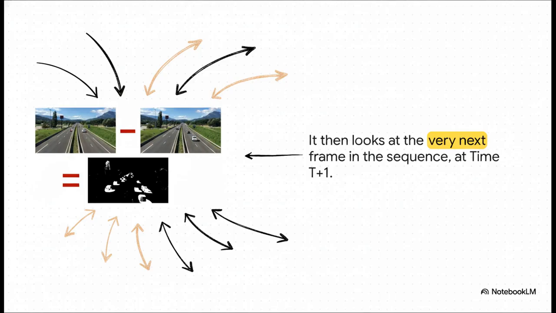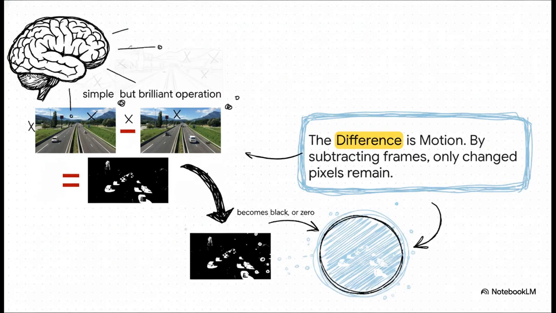Now, to you and me, it's totally obvious the cars have moved forward. But how does the computer know that? How does it actually quantify that change? Well, this is where a really simple but brilliant idea comes into play. The computer literally subtracts the first frame from the second one, pixel by pixel. Anything that stayed the same, the road, the sky, the mountains in the back, it all cancels out and just turns black. So what's left behind? Only the pixels that moved. This is motion detection in its most basic form.